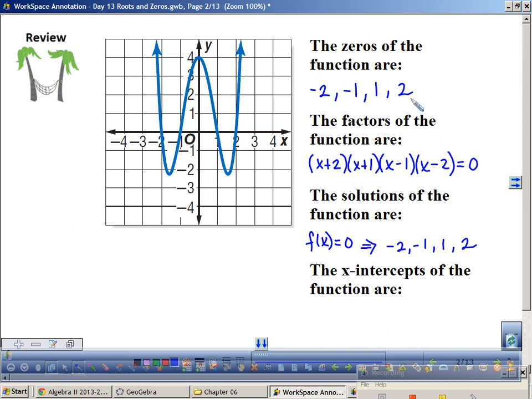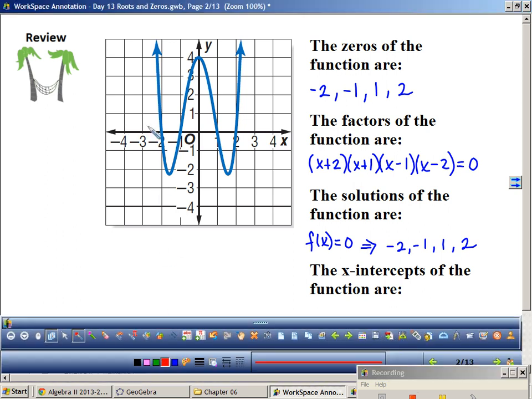Is this helping a little bit? I mean, it all means the same thing, right? We're all talking about these points on this graph right here. We're just describing them in a different manner.